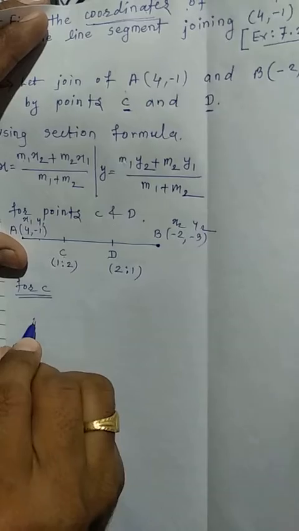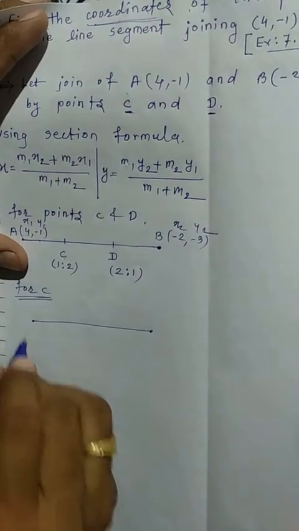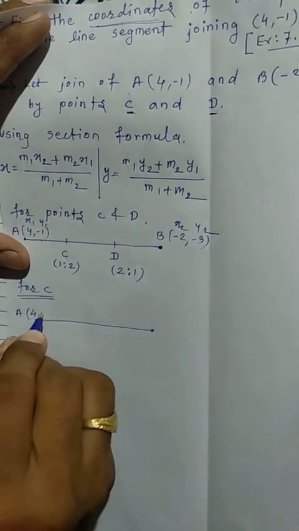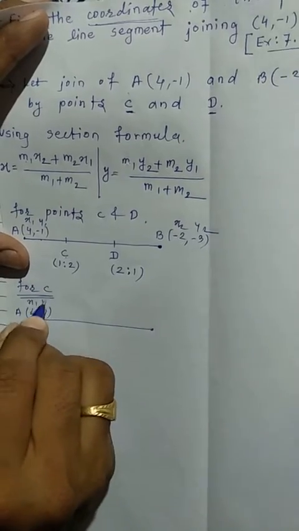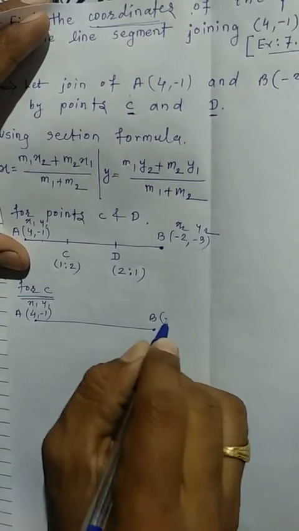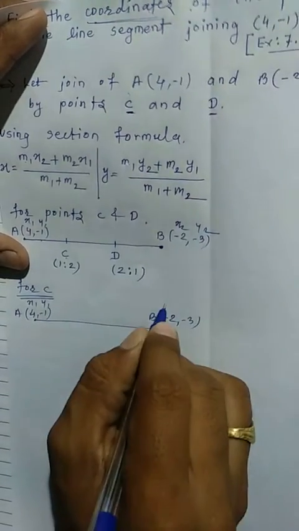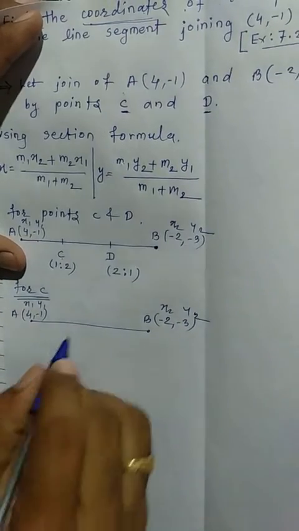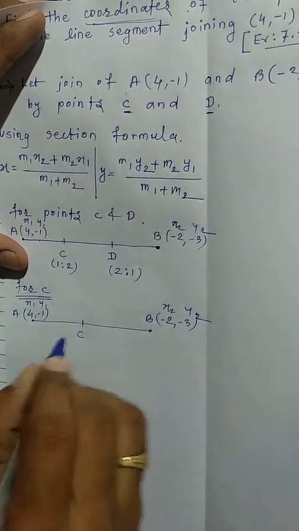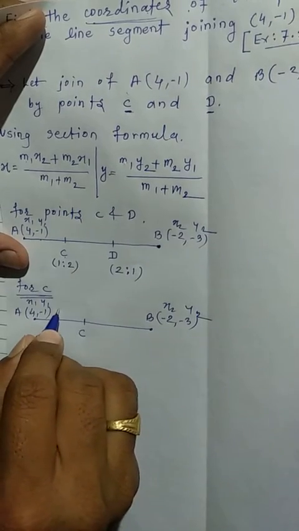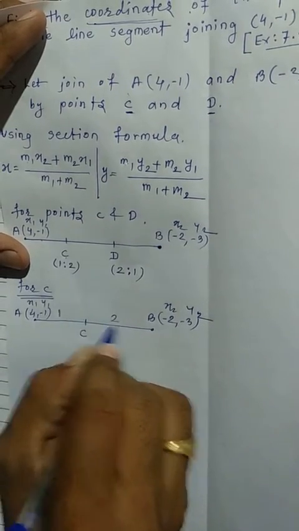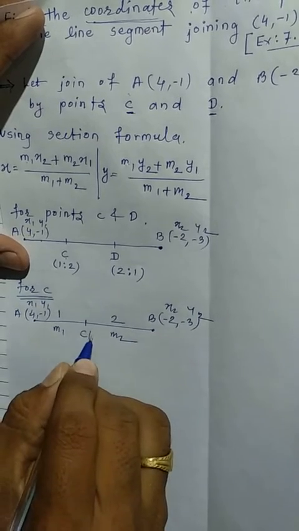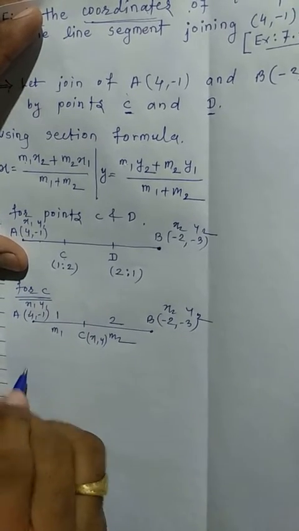Now again I will draw the diagram so that it is easily understood. That is A (4, -1), x1, y1. B (-2, -3), x2, y2. And here is point C, here is 1 part and here is 2 parts. This is the value for m1, this is the value for m2. Now we have to find out the coordinates of this x and y.